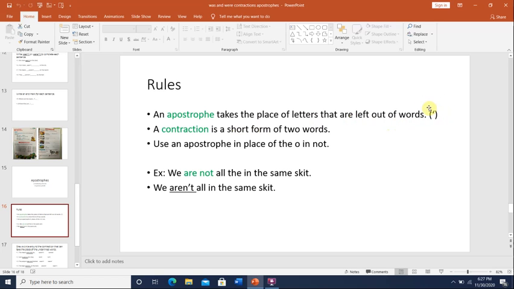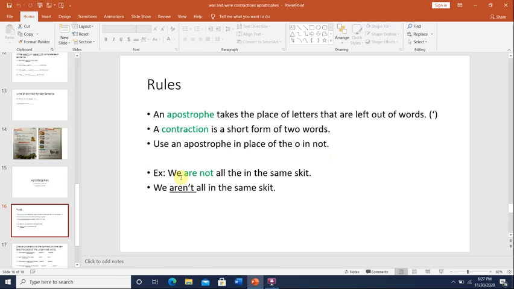As you see here, this is the symbol, or what an apostrophe looks like. A contraction is a short form of two words. So we use an apostrophe to write a contraction. A contraction is when we want to join two words and write them in one short form. Use an apostrophe in place of the O in not.